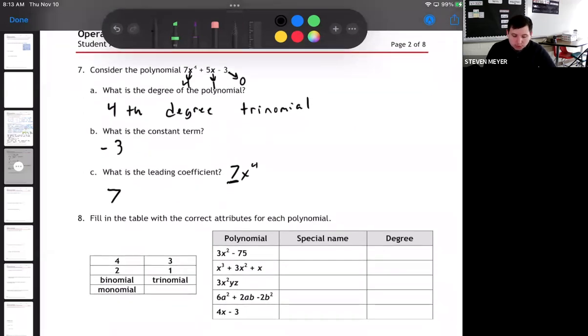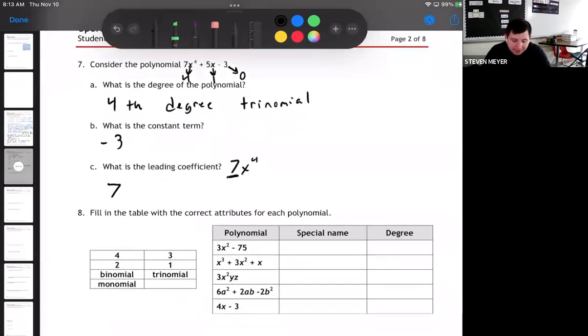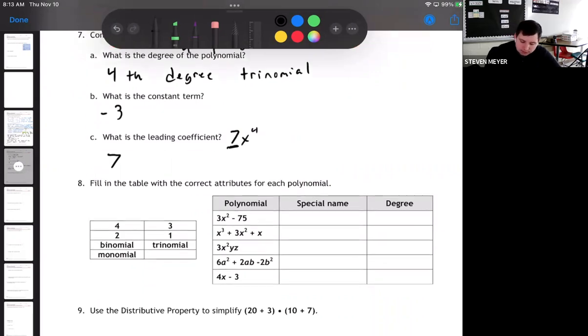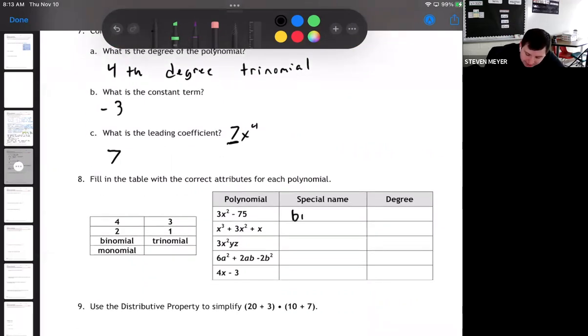Okay, for number 8, you were matching the special name and then the degree. So the special name is just counting the number of terms. So for this first one, there's 2 terms, so that's a binomial. And then for the degree, 3x squared has a degree of 2. Minus 75 has a degree of 0. So out of 2 and 0, the highest degree is 2. So when I name this, it would be a 2nd degree binomial.